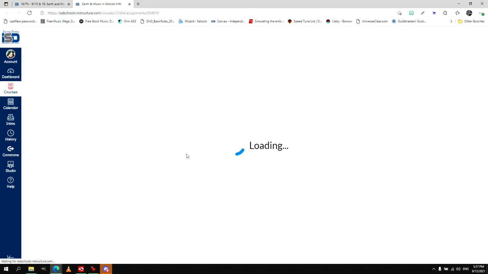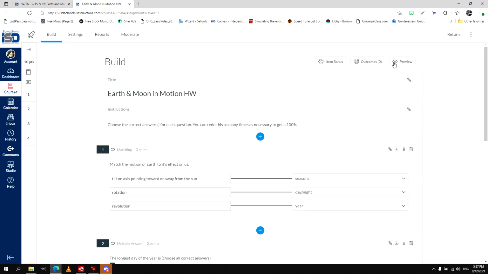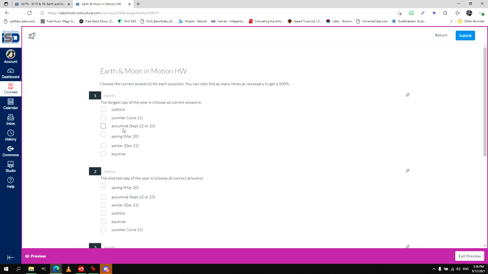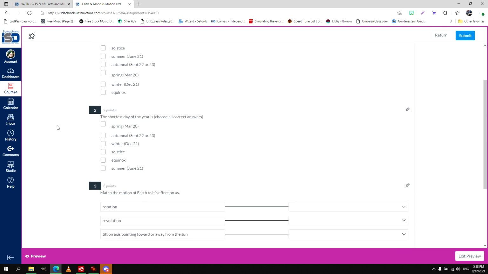The first one is going to be a quiz. Not really a quiz. It's a worksheet. It's going to be matching and multiple select. So you're going to choose all of the correct answers. So there are 2 points possible for number 1. The longest day of the year is. Choose 2 of these that are correct. Is it a solstice or an equinox? And then when does it happen? Summer, autumnal, spring, or winter. Same thing for the shortest day of the year.